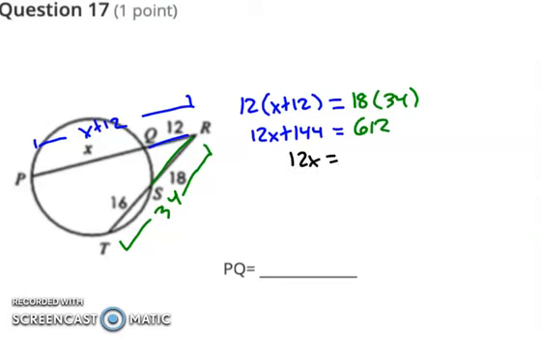What they want is PQ, okay? But that is what x is. That's this right here, 39. So that's what we have there. PR, we would have had to add that 12 to it, but x is PQ this time.